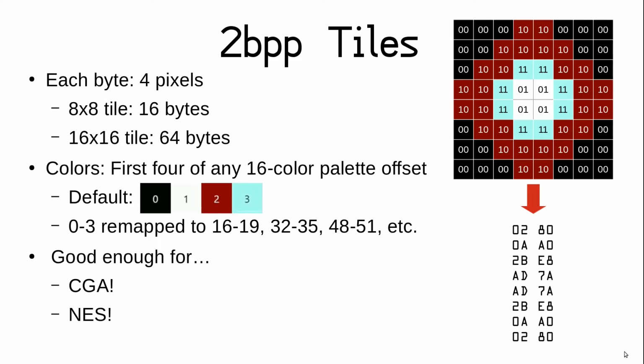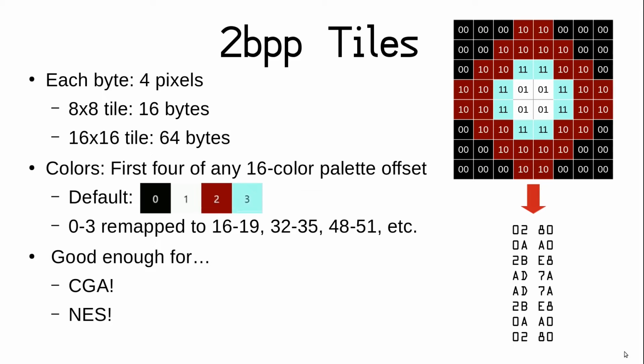There's also no way for 2 BPP tiles to have access to colors past the first 4 of any palette offset. This makes them pretty limiting, but that was good enough for systems like the IBM PC with CGA graphics, or the original Nintendo Entertainment System, or Famicom, where everything was a 2 BPP tile or sprite.